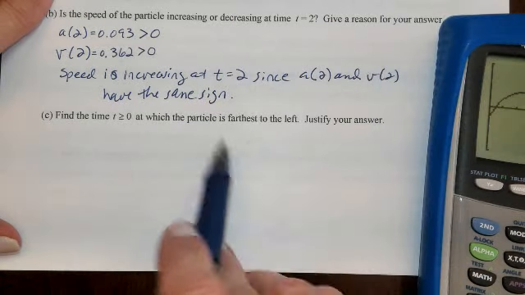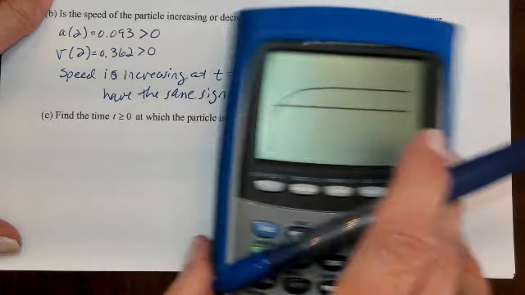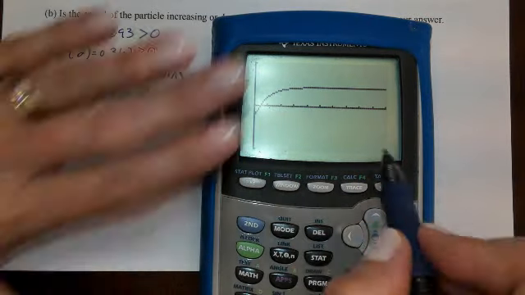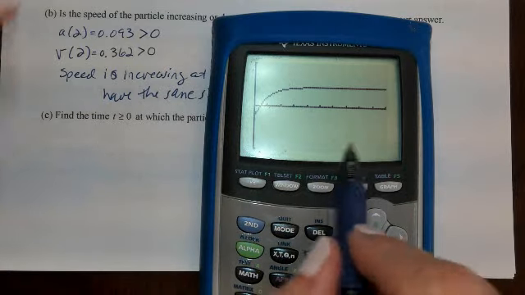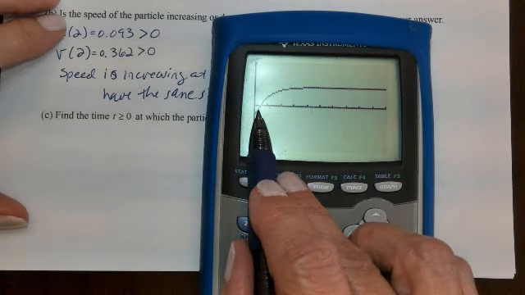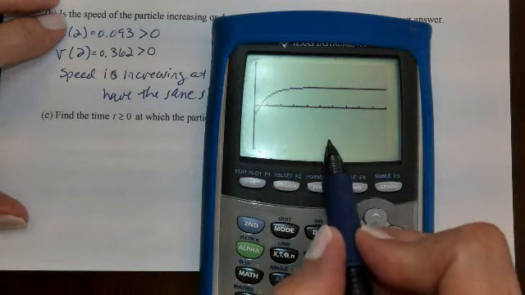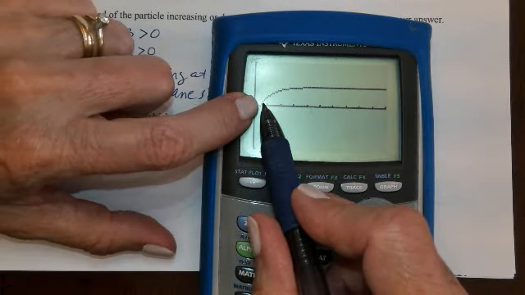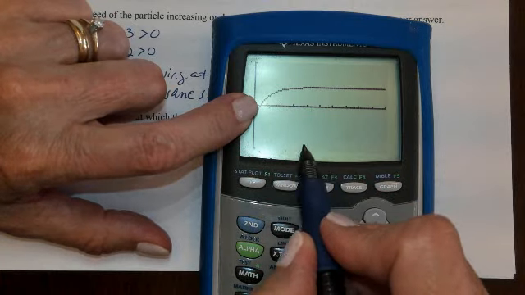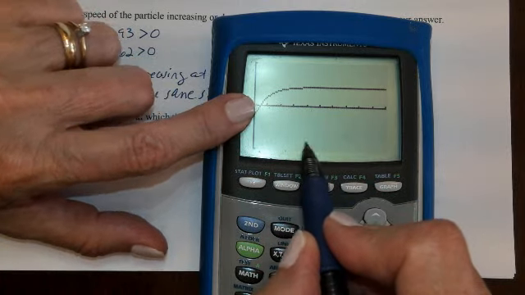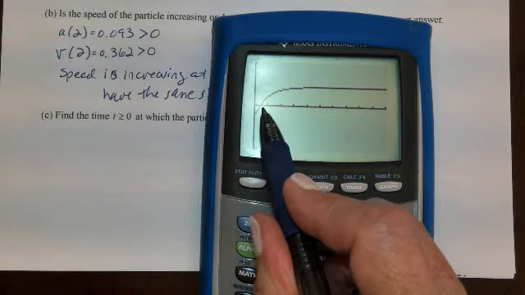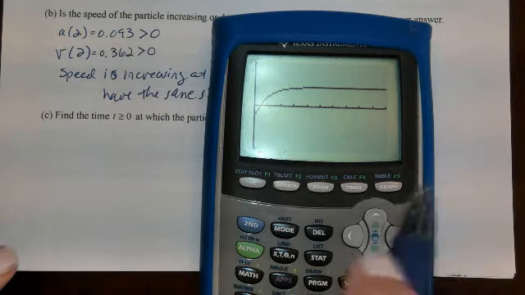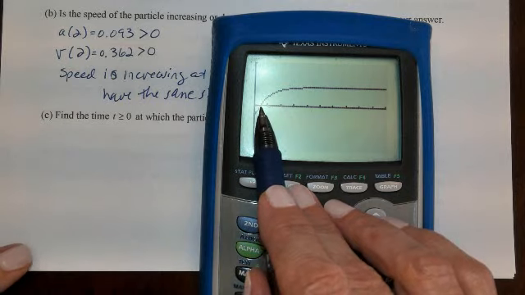So if we want to know when the particle is farthest to the left, keep in mind, here the particle is moving to the left. If I did a diagram for the movement, here velocity is negative, so the particle is moving to the left until it gets to this time, and then at that time the particle turns and goes to the right. So at this time, the particle is at its farthest point left, right? That's a crucial time for us. I need to find that time.